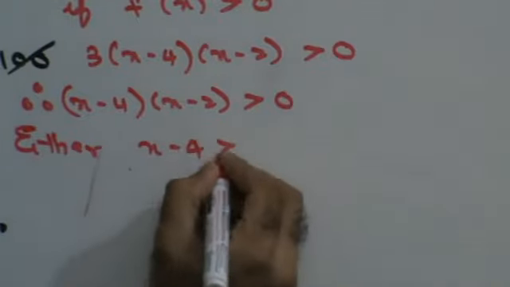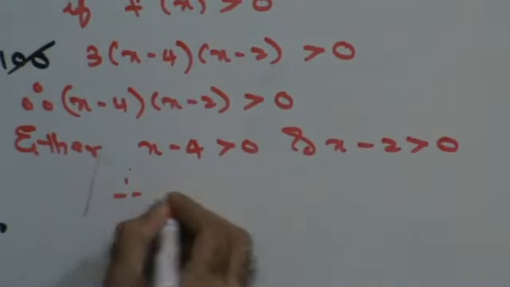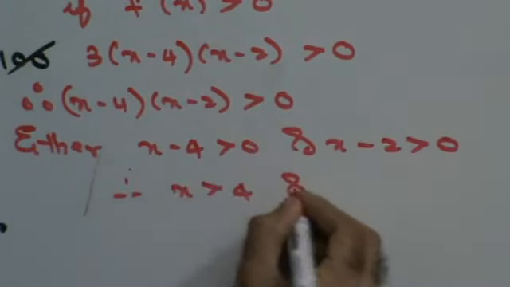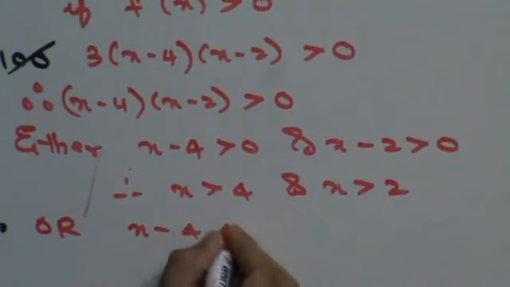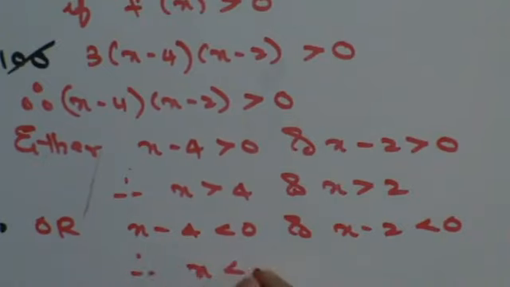So I can say either x minus 4 is greater than 0 and x minus 2 is greater than 0. Therefore, x is greater than 4 and x is greater than 2. Or x minus 4 is less than 0 and x minus 2 is less than 0. Therefore, x is less than 4 and x is less than 2. Right? So, these are the conditions in which the function would be increasing.